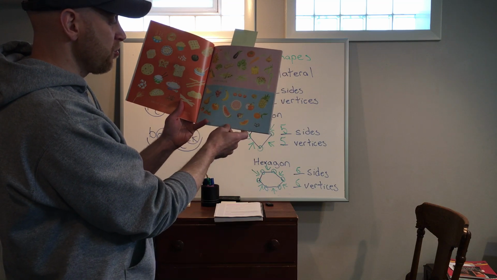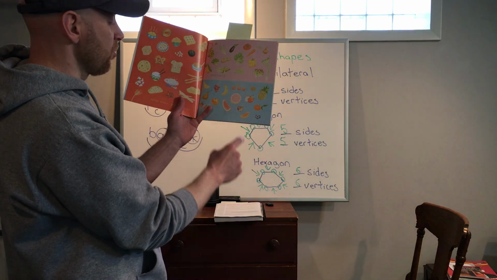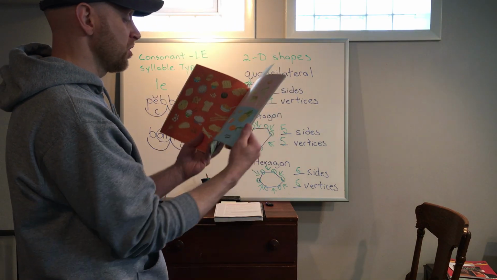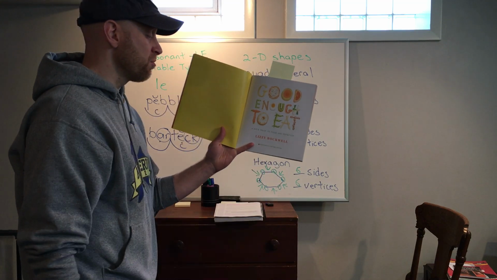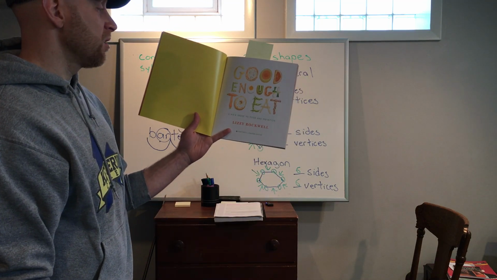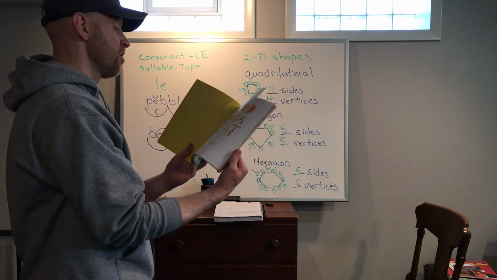Down here we have fruits. So raisins and cherries, bananas and grapes, which we've been eating, apples, kiwi, always interesting. So good enough to eat. The cool thing is Lizzie Rockwell made the title out of food. I especially like that pizza for that O.